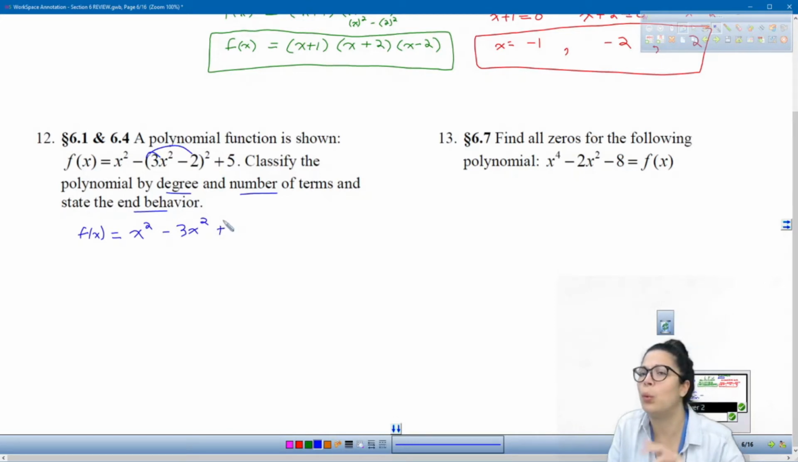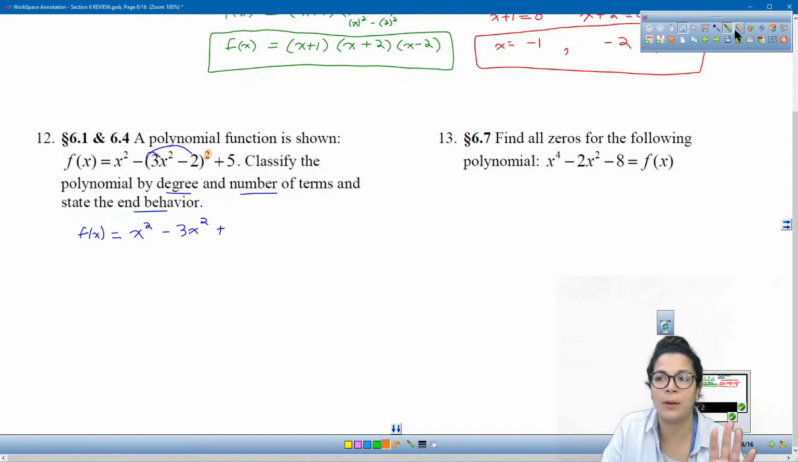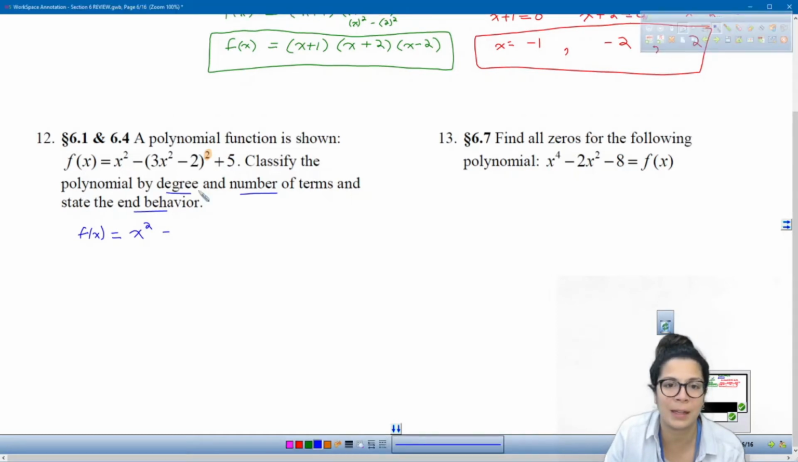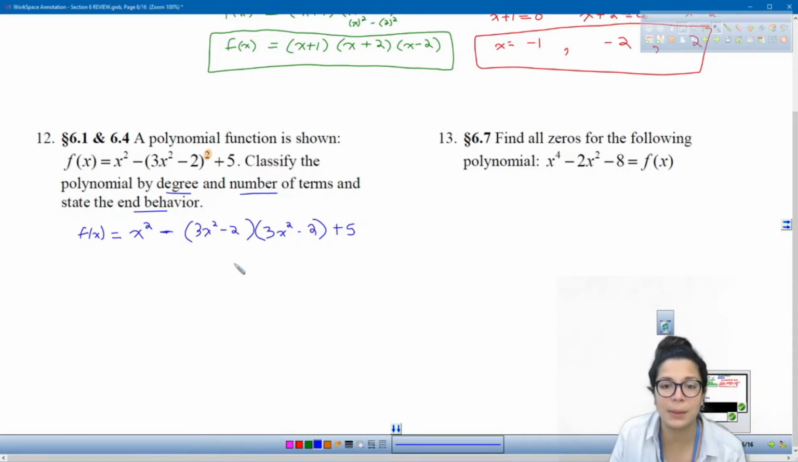Wait a minute. I did not notice. Do you see? This has a power. Uh-oh, I cannot multiply before I do exponents. So let me hold the phone here. I didn't notice that exponent there until just now. So I'm going to leave that minus on the outside. I need to multiply 2 copies of this together first: 3x squared minus 2 times 3x squared minus 2. I need to deal with that.